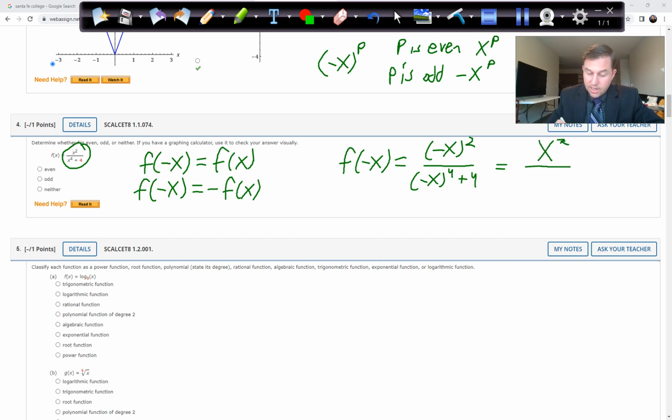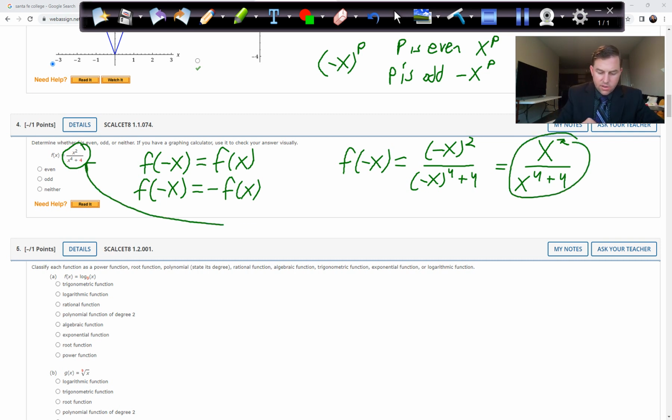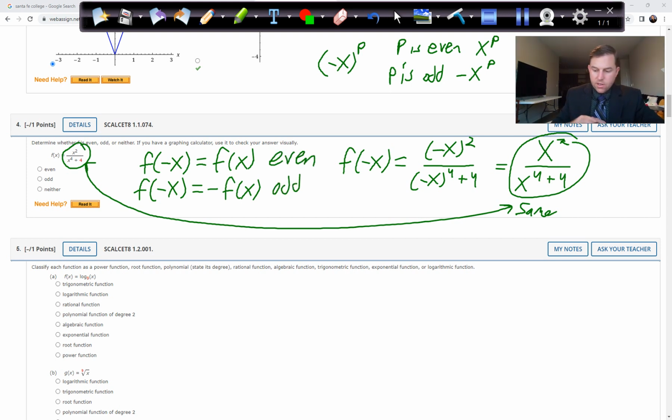And then down here, this is an even power again, to the fourth. So the negative is going to go away. You're going to get x to the fourth plus 4. Now that is the exact same function as the original. So these are the same. But we plugged in negative x. So if they're the same after plugging in negative x, this is called an even function. So we're going to select even.